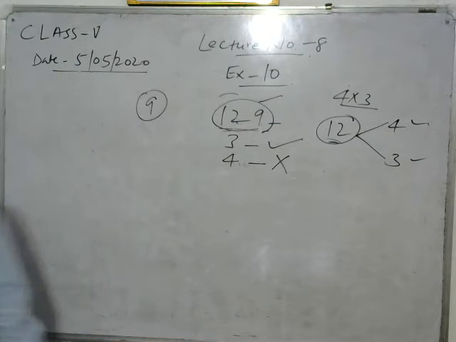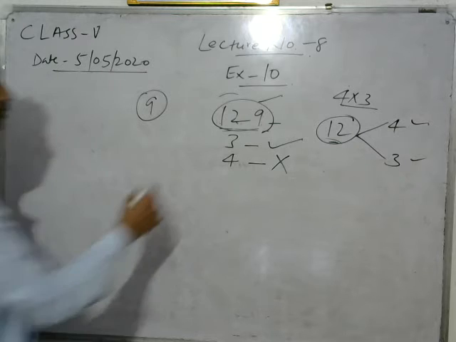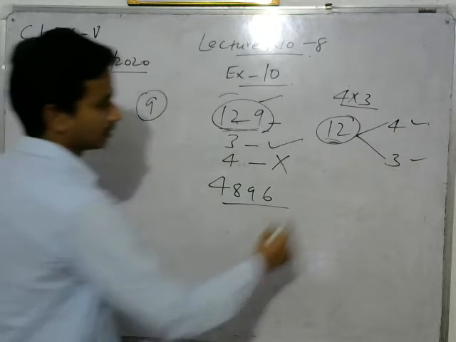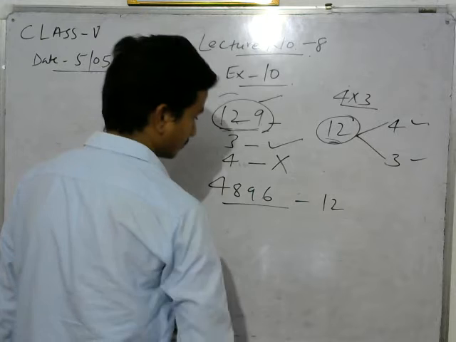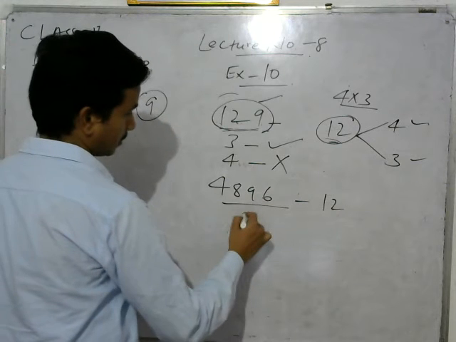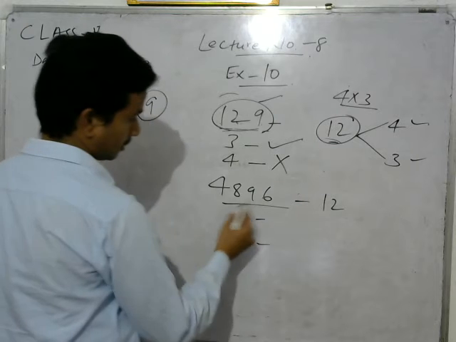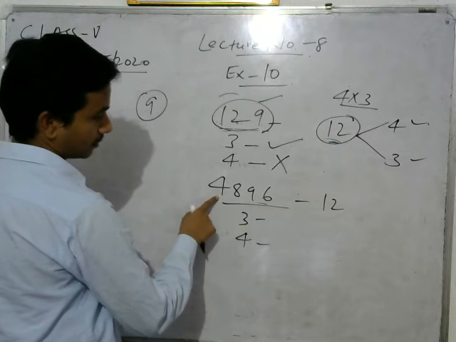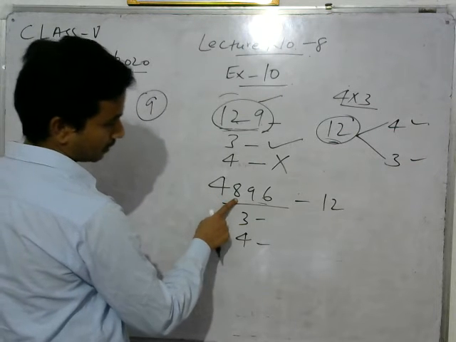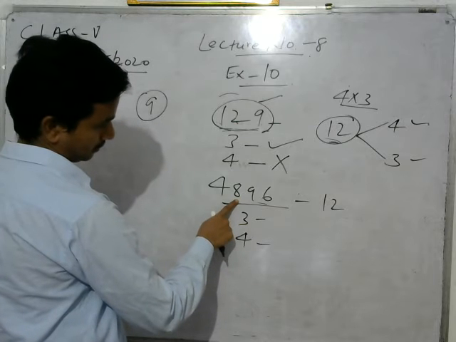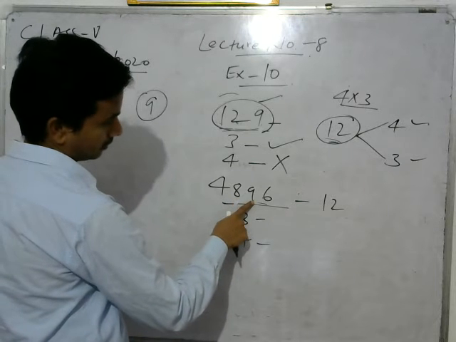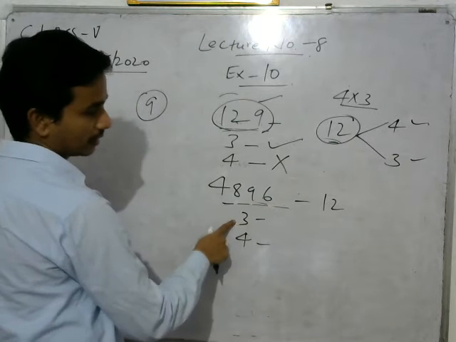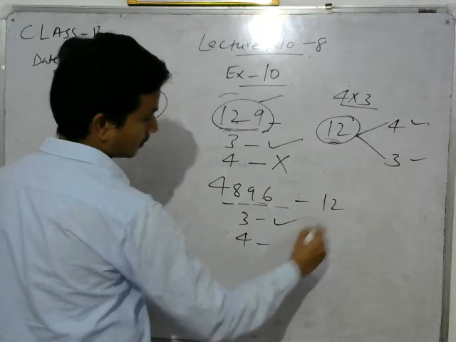Now let's take another example. 4896. We have to check whether this number is divisible by 12 or not. Now check, is it divisible by 3 and 4 both? First check whether it is divisible by 3. How to check divisibility by 3? 4 plus 8 is 12. 12 plus 9 is 21 and 21 plus 6 is 27. So 27 is divisible by 3. 3 nines are 27. So therefore this number will be divisible by 3.